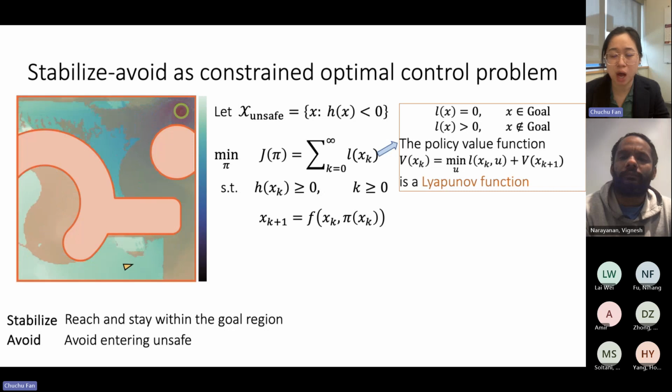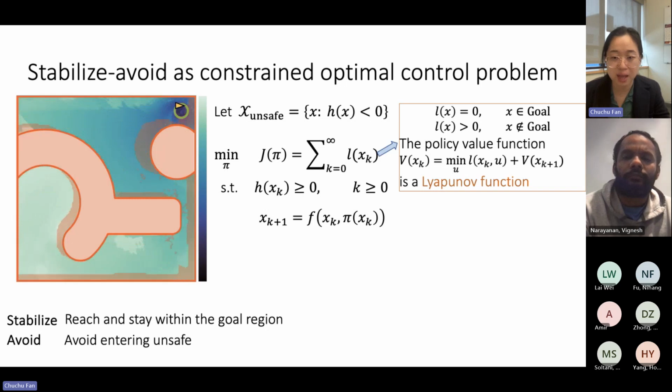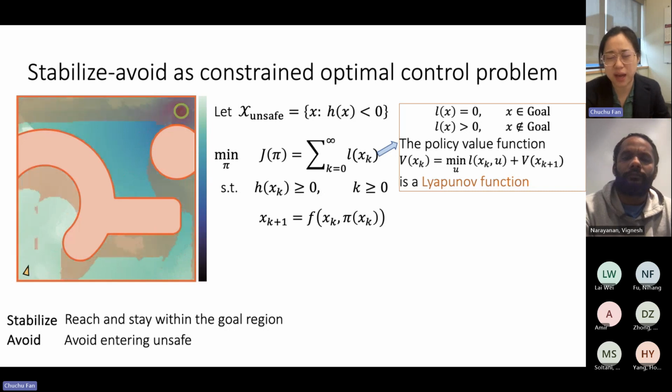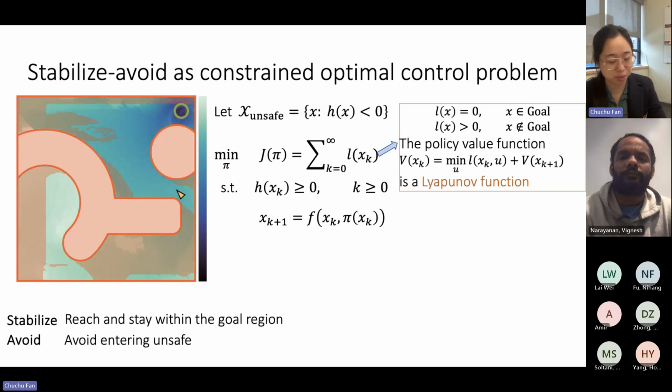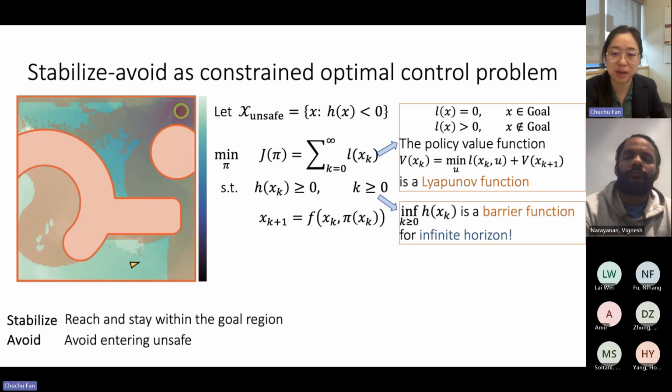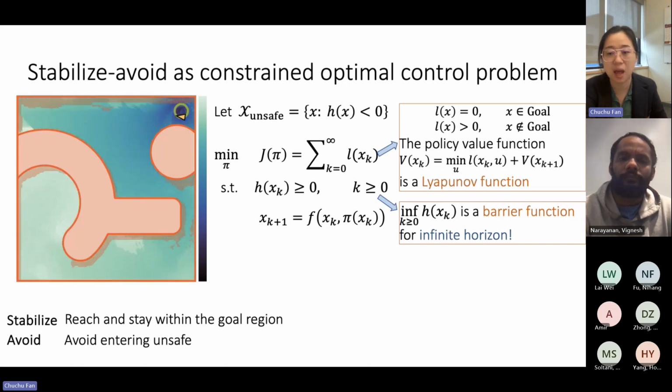Actually, this part is not very surprising, because it turns out the policy value function for this optimal control problem itself is both a Lyapunov function and a barrier function. Basically, if our objective L takes the following form, that is, if the objective L is 0 at the goal and positive everywhere else, then the policy value function is shown to be a Lyapunov function. This is quite standard from the optimal control literature. We have also shown that taking the inf of all the H is actually a barrier function, and we can use this also in policy iteration to create this policy value function that is simultaneously a control barrier function.